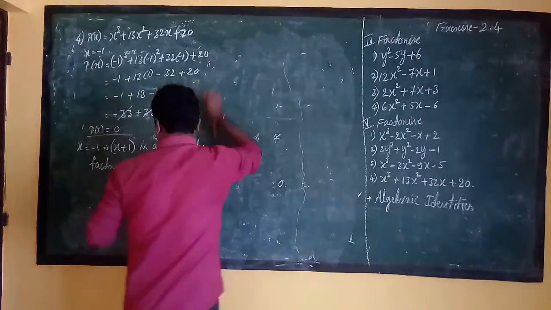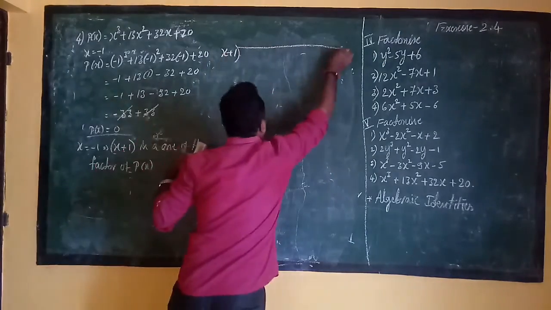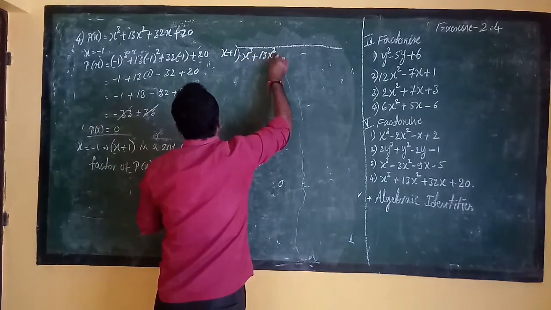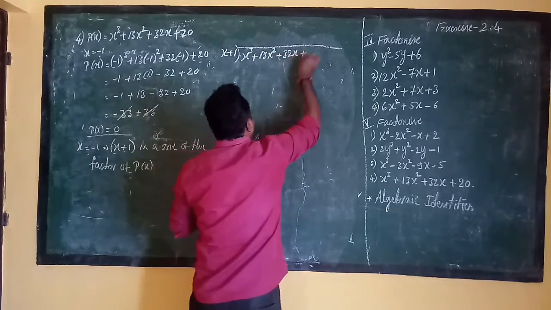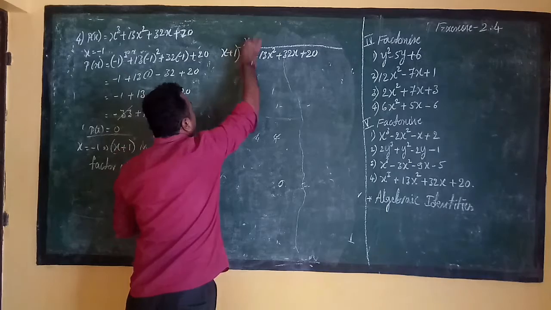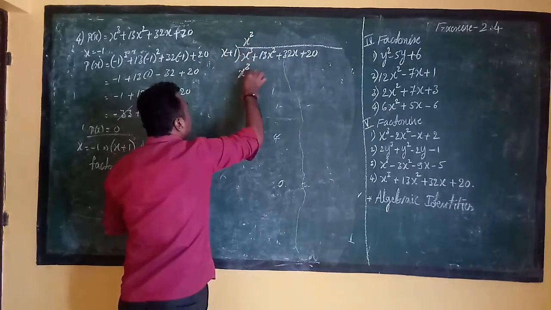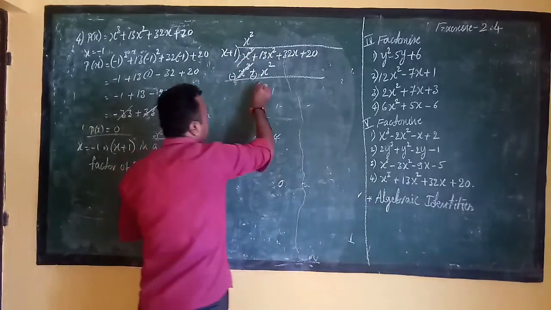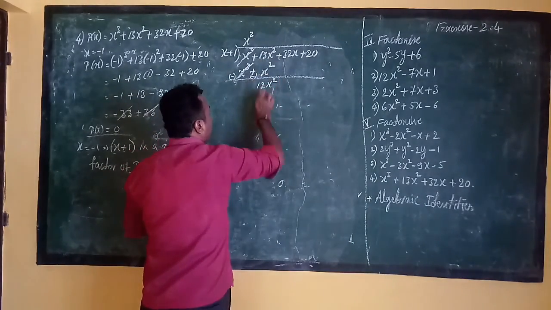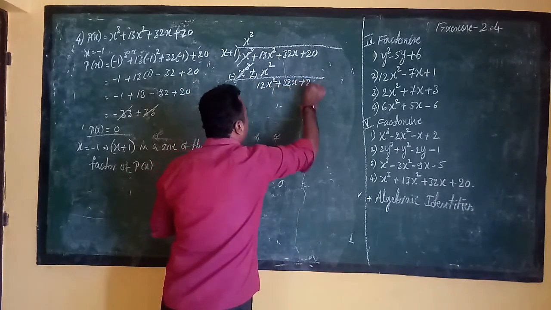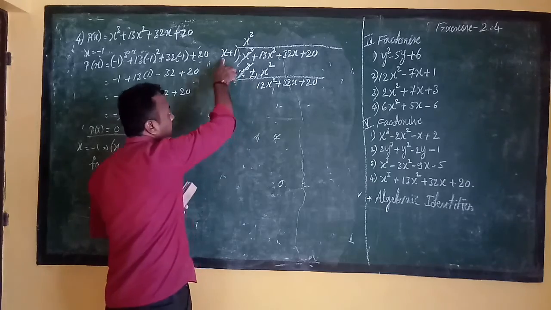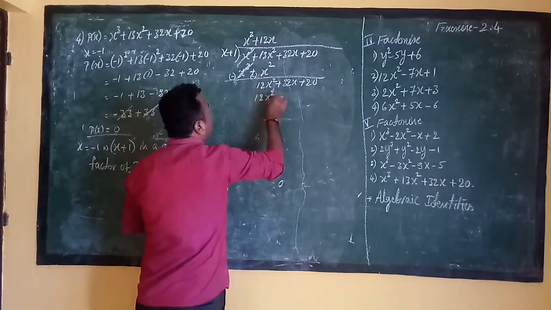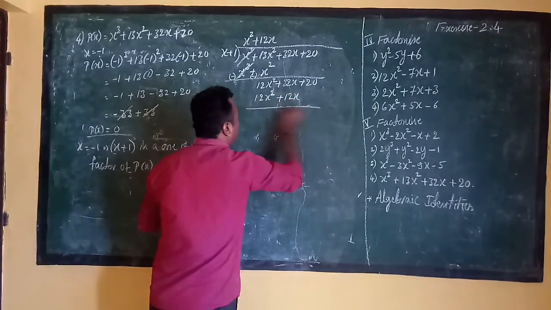Yes, friends, P of x is equal to x cube plus 13x square plus 32x plus 20, and we have to divide it by x plus 1. Here x is there, here x cube is there, remaining is x square. x cube plus x square into 1 is x square. Next, this is minus and this is also minus, x cube minus x cube get cancelled, remaining is 12x square. So 13x square minus x square is 12x square, plus 32x plus 20 is the remaining. Then here 12x square is there, here x is there, so remaining is plus 12x. 12x into x is 12x square, plus 12x into 1 is 12x, again we have to change the signs.